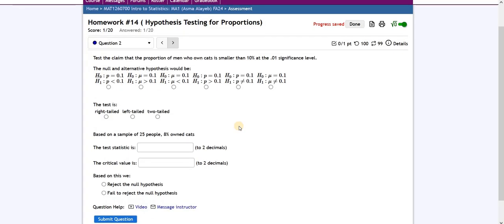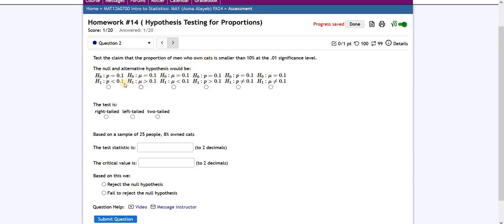To answer the second question, test the claim that the proportion of men who own cats is smaller than 10% at the 0.01 significance level. So we're testing a proportion of men. The null hypothesis should state that the proportion is equal to 0.1, and the alternative hypothesis H1 should state that the proportion is less than 0.1.